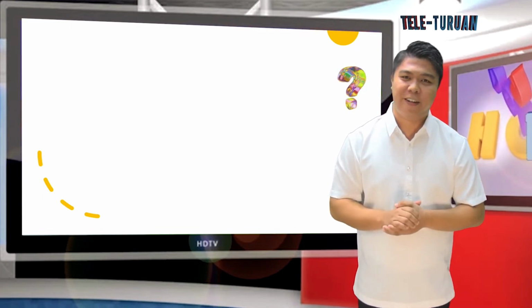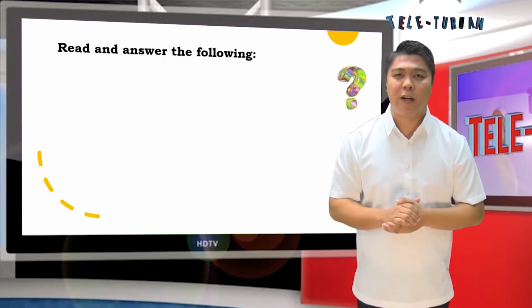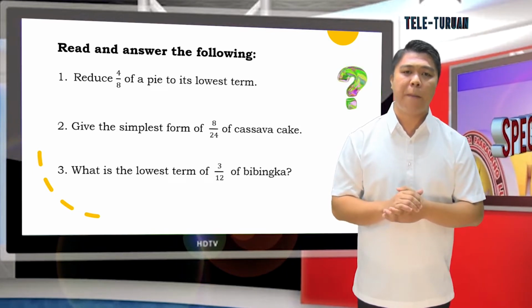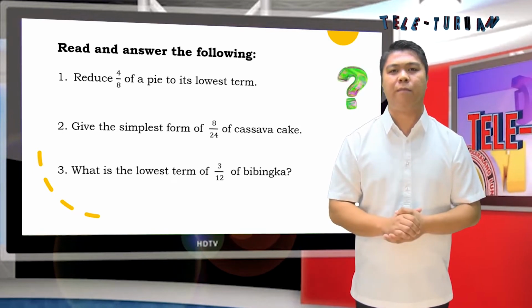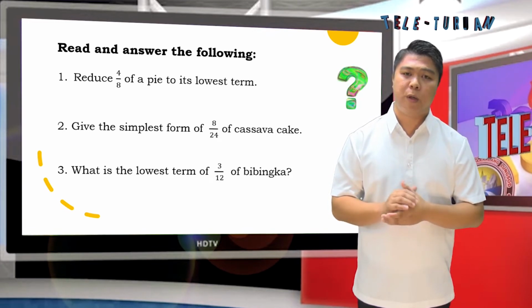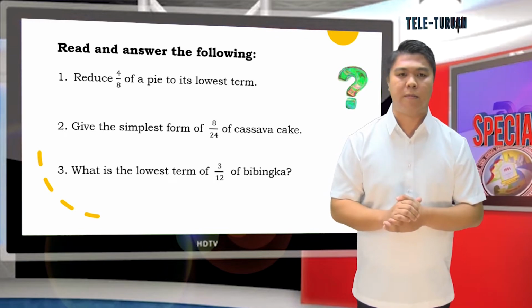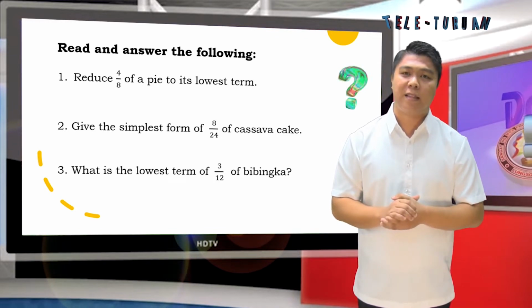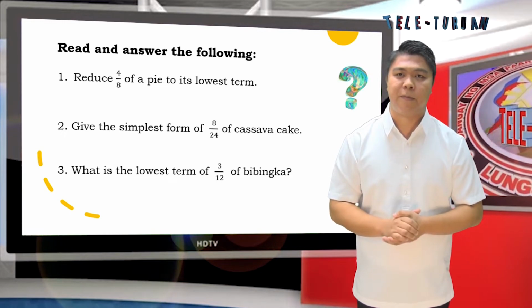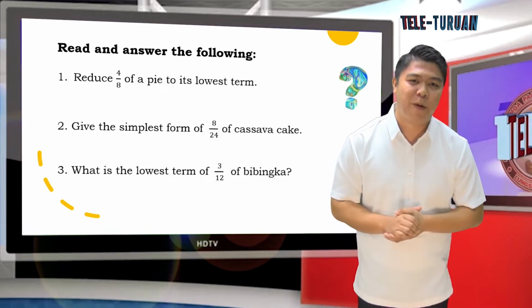Now, it's your turn. Read and answer the following. Number 1. Reduce 4/8 of a pie to its lowest term. Number 2. Give the simplest form of 8 over 24 of cassava cake. Number 3. What is the lowest term of 3 over 12 of bibingka? Time's up. Let's check your work.